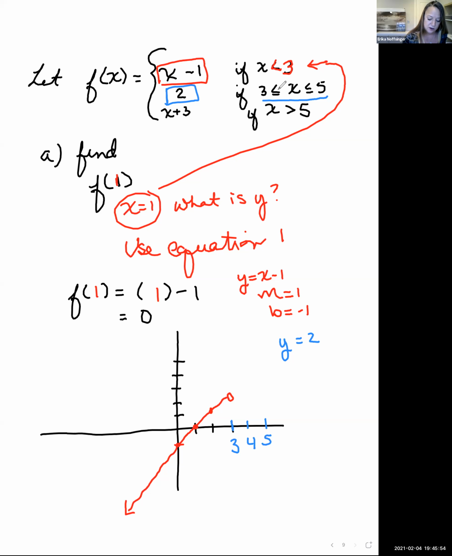So at 3, though, we have the equal to part in that inequality. So when x is 3, y is 2. So use (3, 2), and it's a solid circle. It just happens to be where this open circle is, so now I'm going to close it. At 4, I get 2. At 4.5, I get 2. It's a horizontal line. And then at 5, it's also included in the inequality, so it's going to be solid.